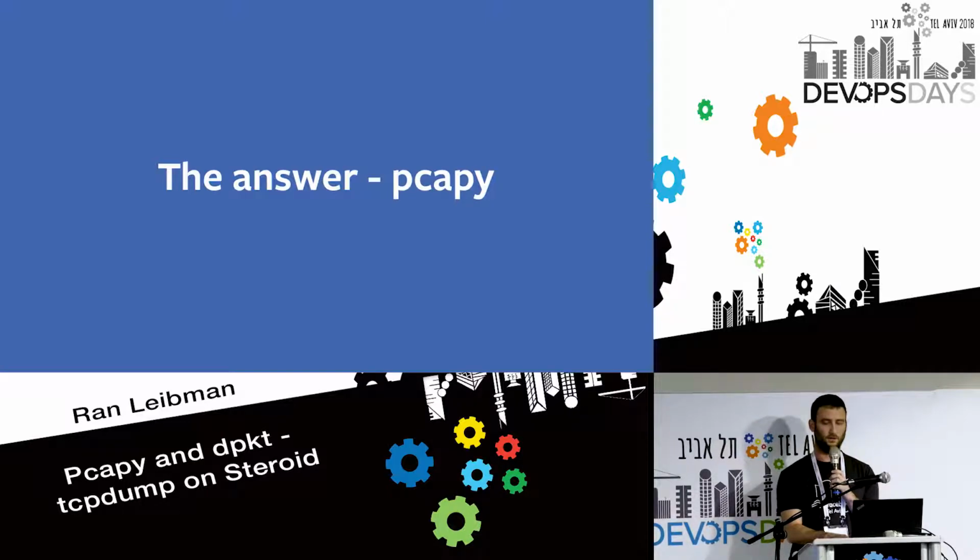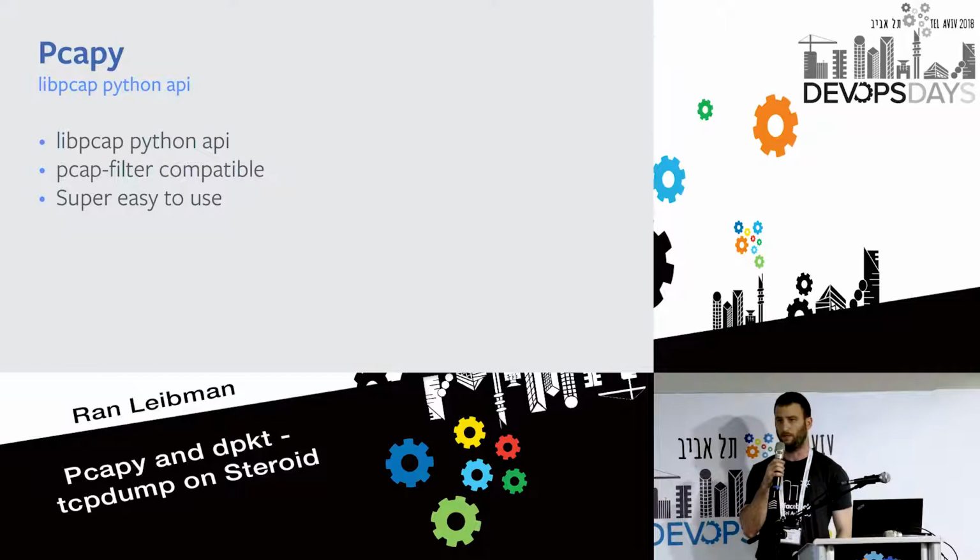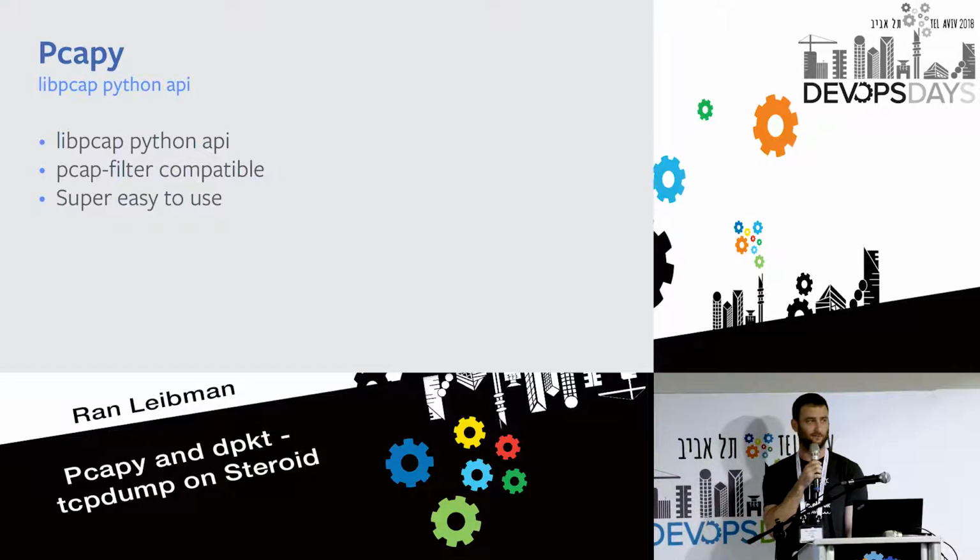So what I'm going to talk about today is Pcapy. Pcapy is a Python module, and Python is awesome. And Python is better than Ruby.